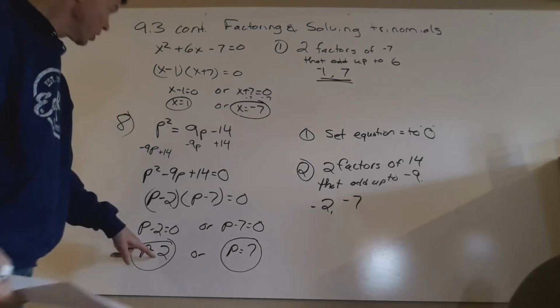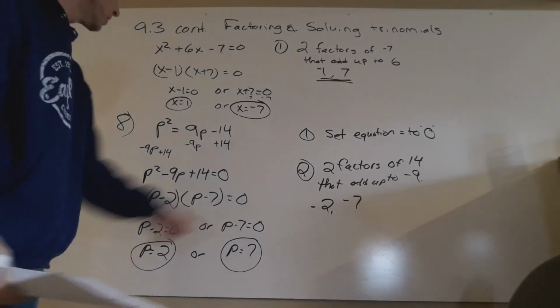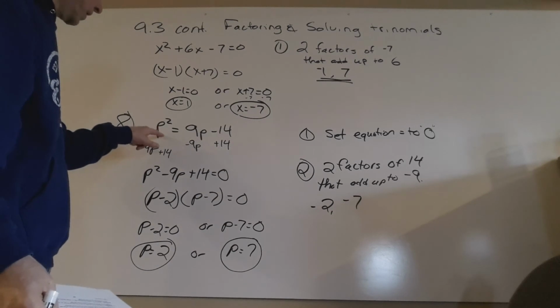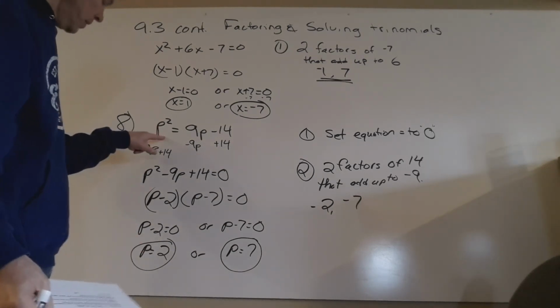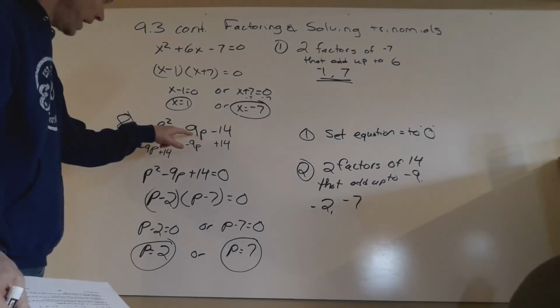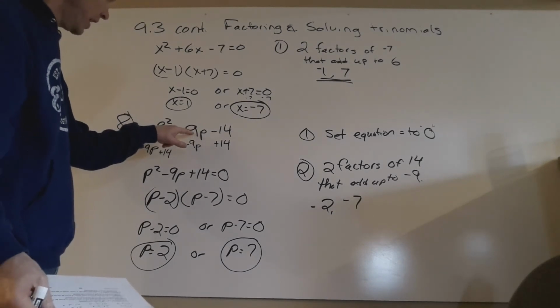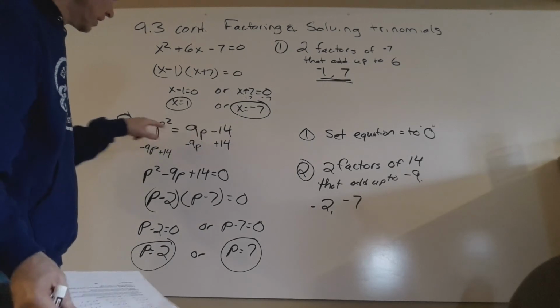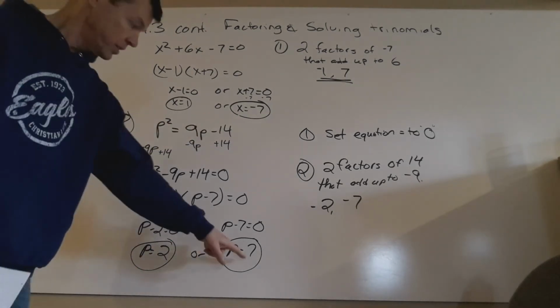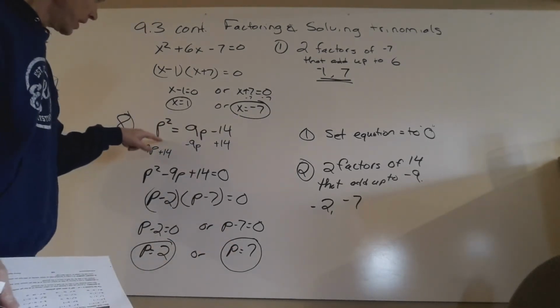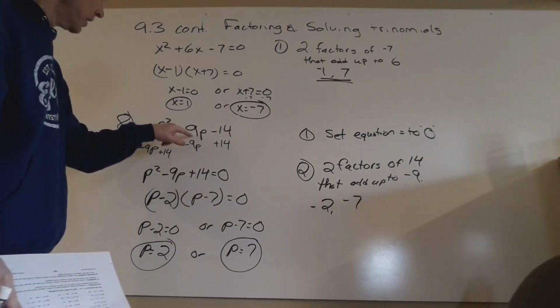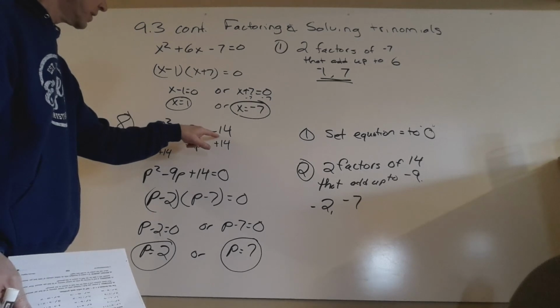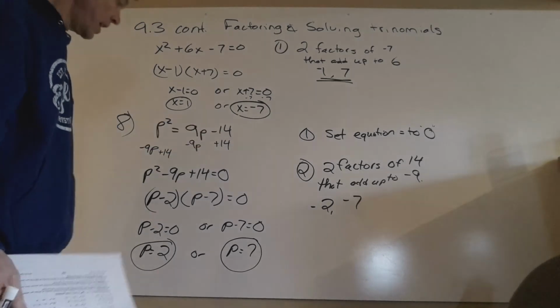You can check your work, plug in 2 and plug in 7 into the original and see if they work. If I plug in 2, I'm going to have 4. 9 times 2 is 18. 18 minus 14, it does in fact equal 4. Plug in 7: 49. 9 times 7 is 63. 63 minus 14 is 49.